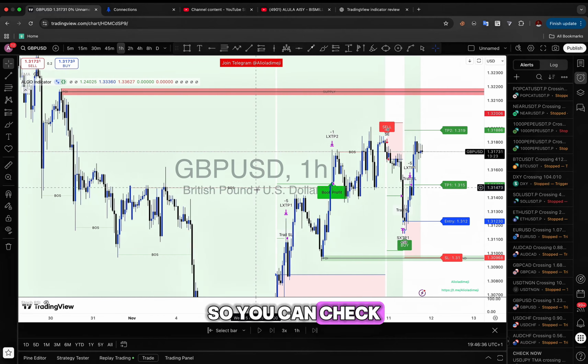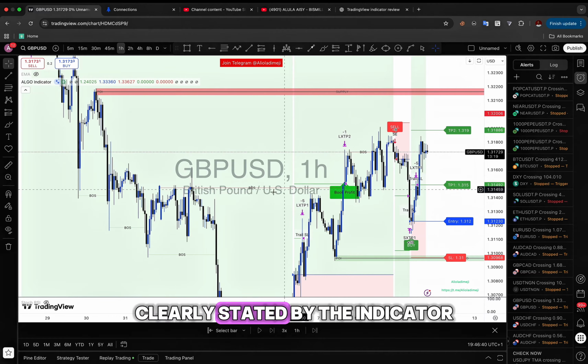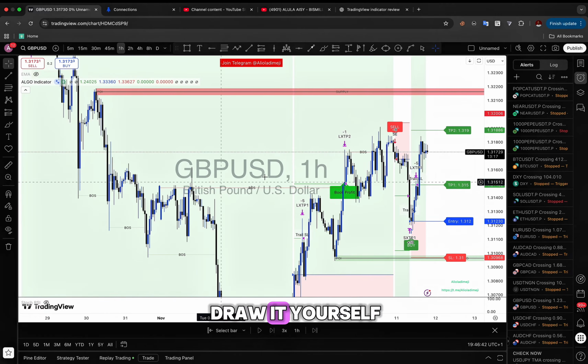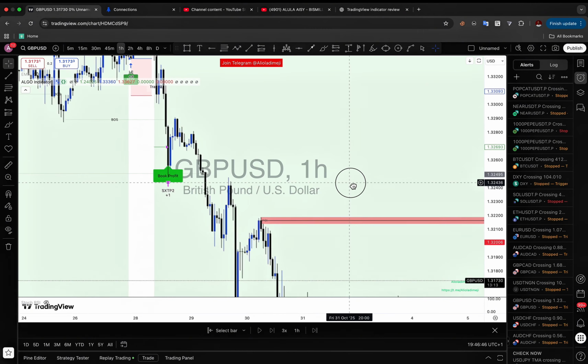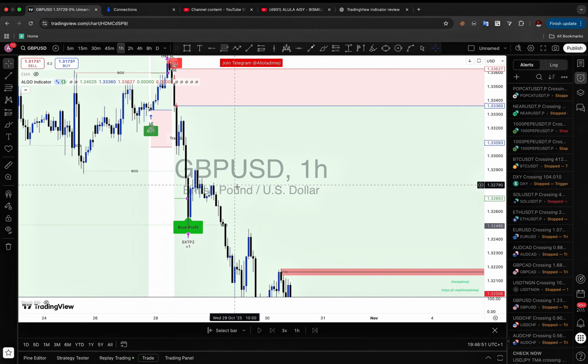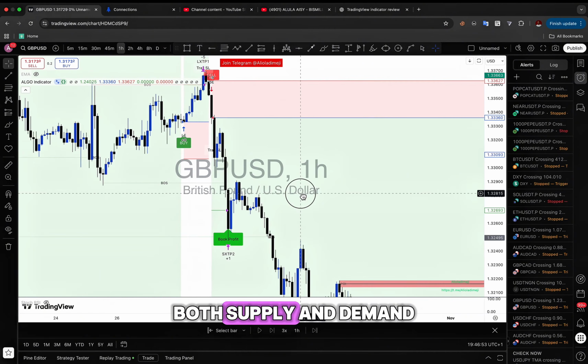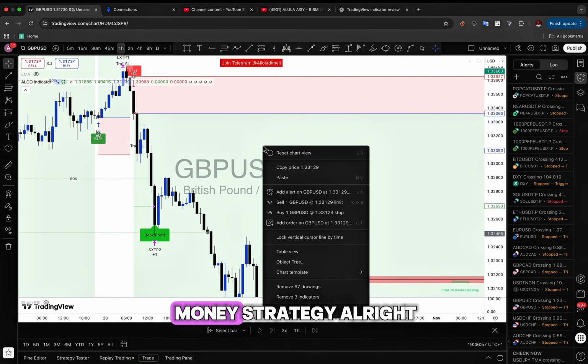So you can see our break of structures clearly stated by the indicator. You don't have to draw it yourself. So this is a smart money concept indicator that shows both the supply and demand and the regular smart money strategy.